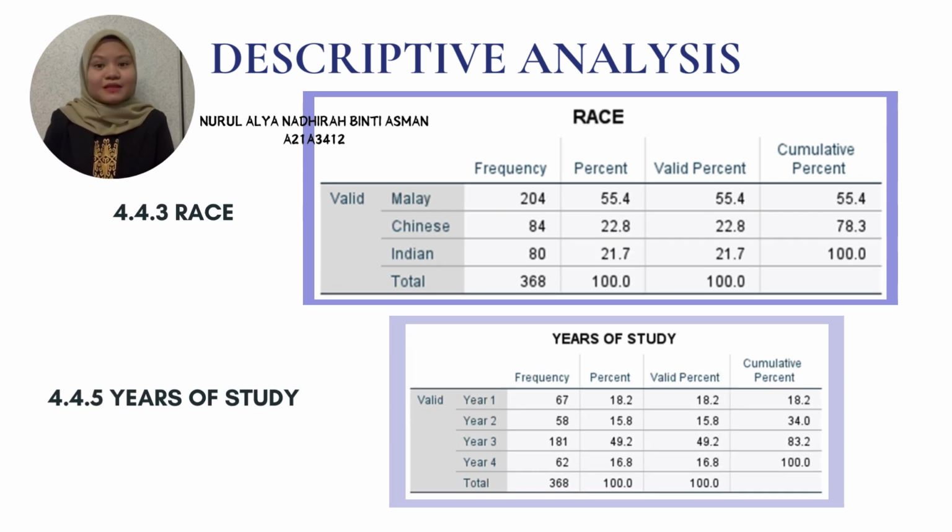Next is race. The majority of respondents are Malay, making up 55.4% and equal to 204 of the total 368 respondents. Chinese respondents account for 22.8% and equals to 84, and Indian respondents make up 21.7% and equal to 80. For the years of study, the highest number of respondents is in Year 3, 181 out of 368. Year 1 follows with 67 respondents, and then Year 4 with 62 and Year 2 with 58 respondents.